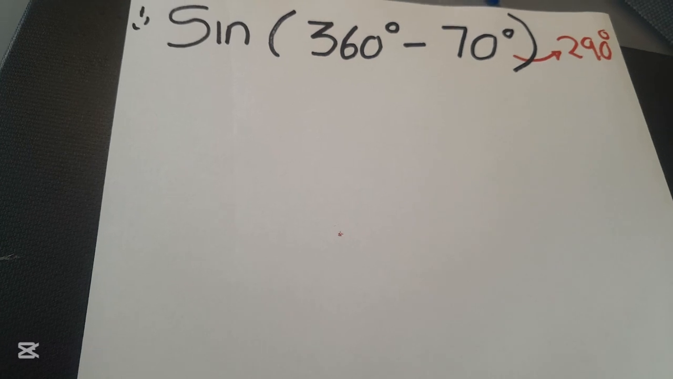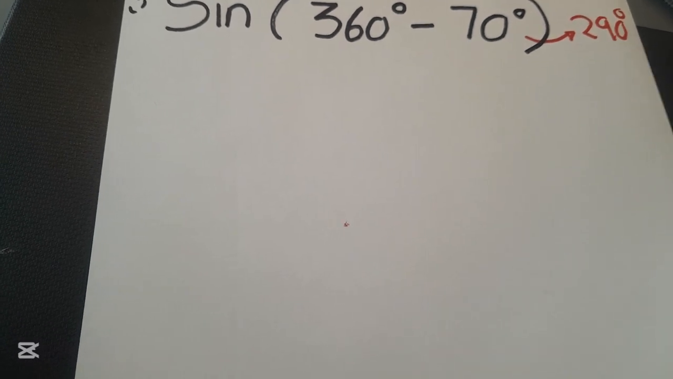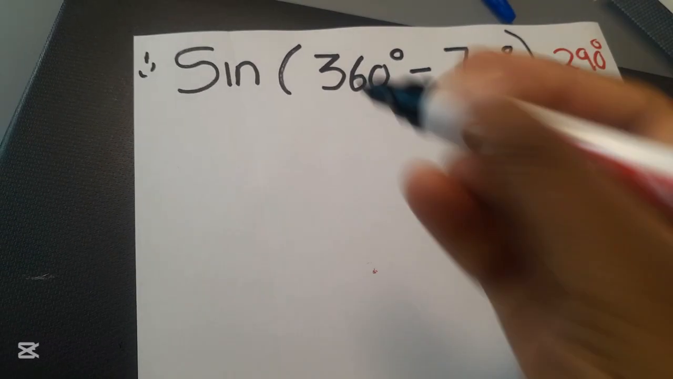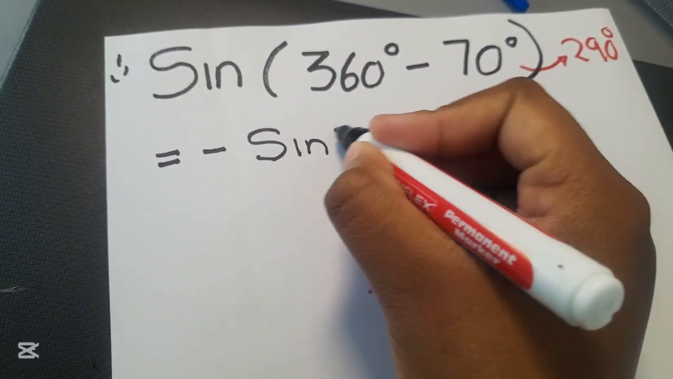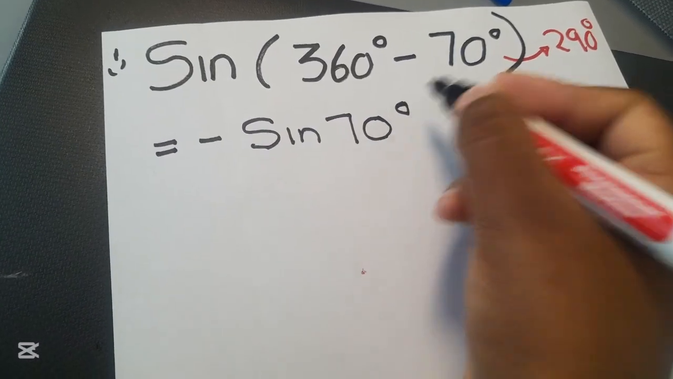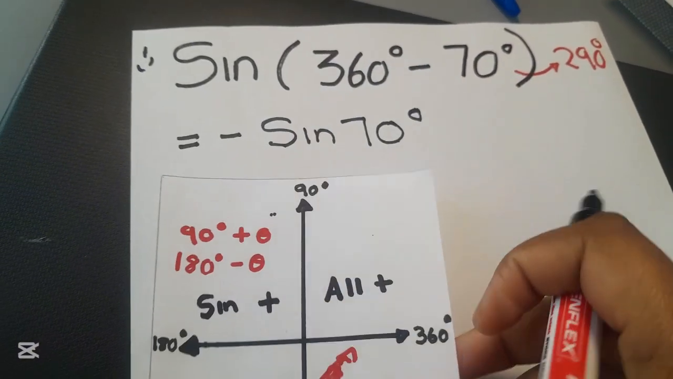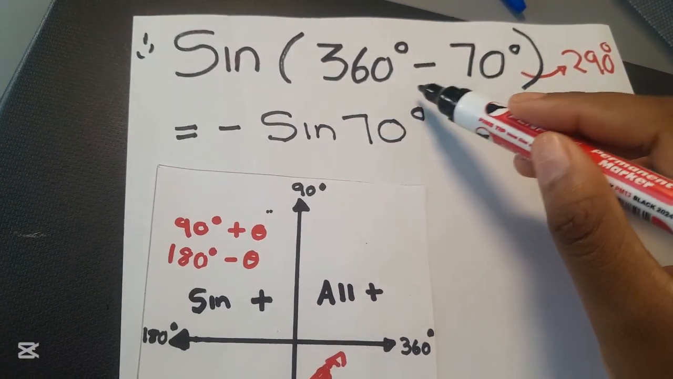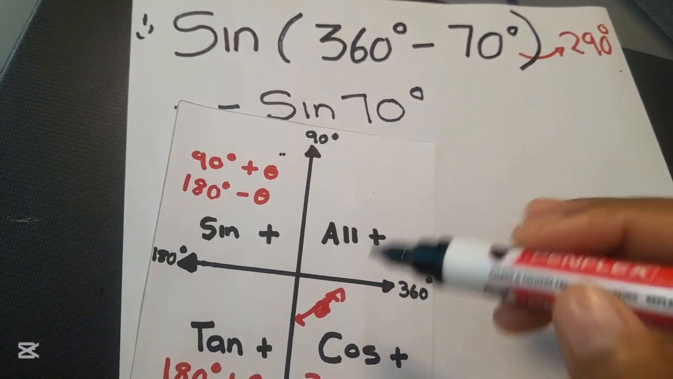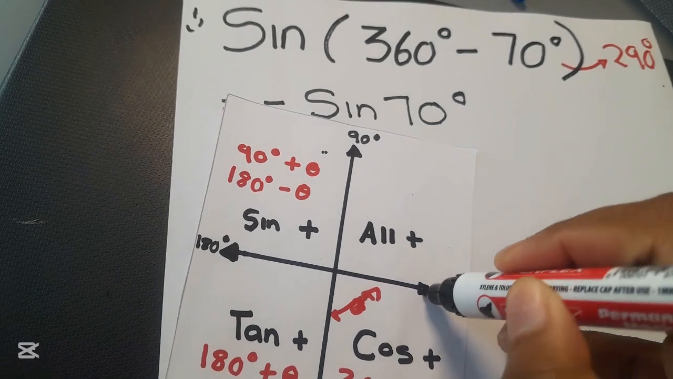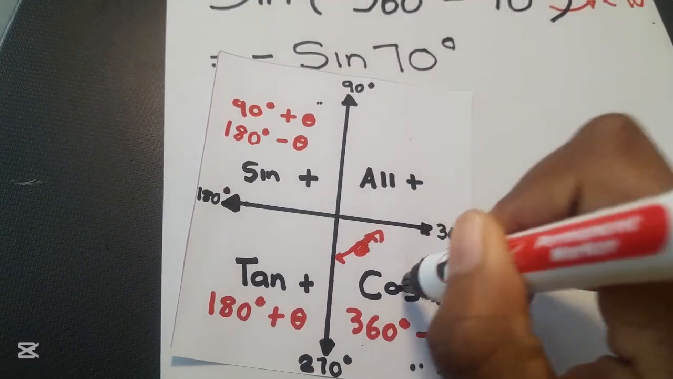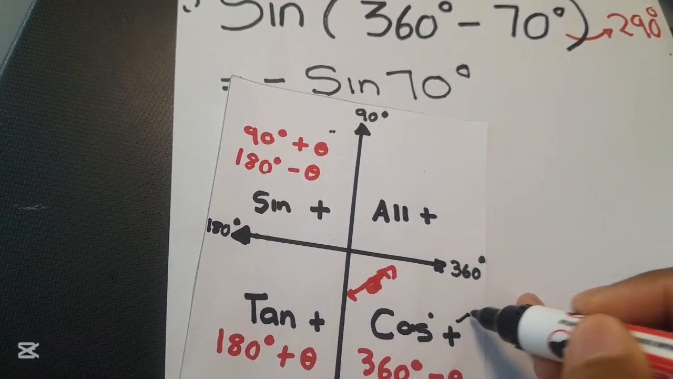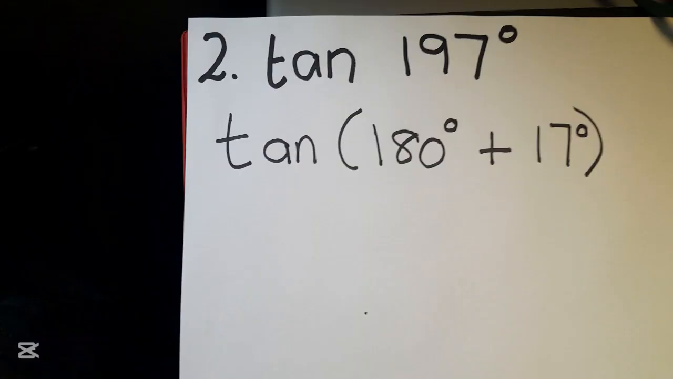So here we have sine of 360 degrees minus 70, which means that our answer is going to be negative sine 70 degrees, because the value we got, 290 degrees, lies between 270 and 360, which is in the fourth quadrant, and in the fourth quadrant only cos is positive.